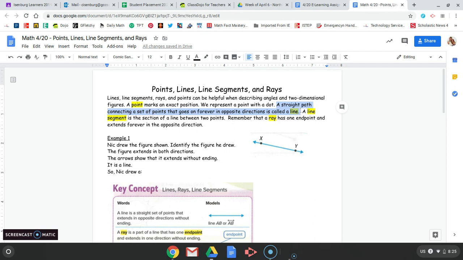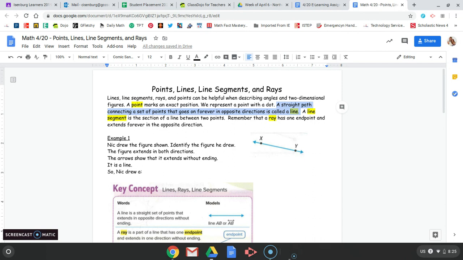We're going to read right here. It says a straight path connecting a set of points that goes on forever in opposite directions is called a line. Okay, so imagine the person in the very front of our line and then the person in the very back of our line. They are in two different spots in space. Okay, so they would each be a point.